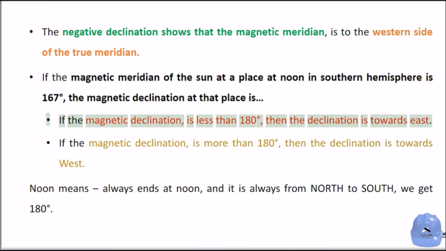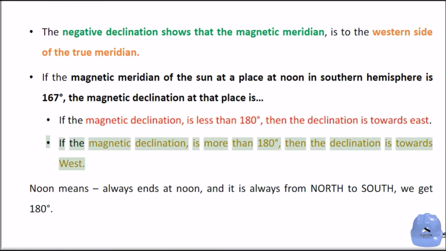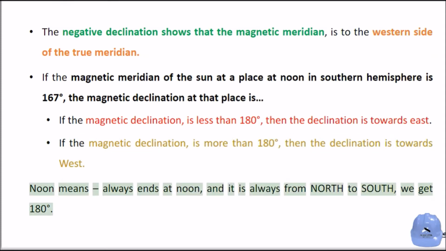If the magnetic declination is less than 180 degrees, then the declination is towards east. If the magnetic declination is more than 180 degrees, then the declination is towards west. Noon means always ends at noon, and it is always from north to south. We get 180 degrees.